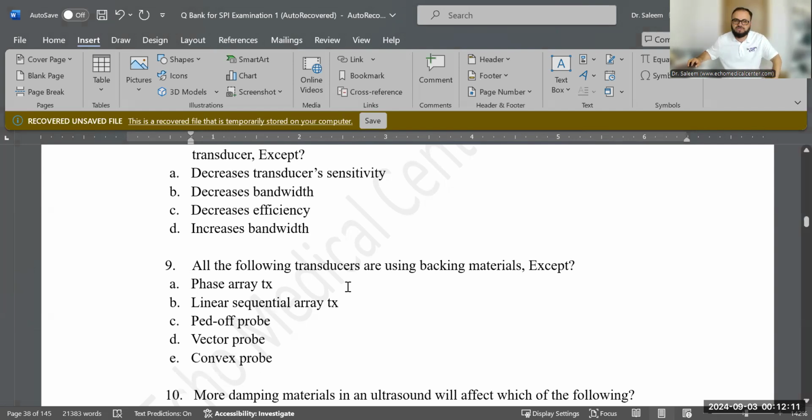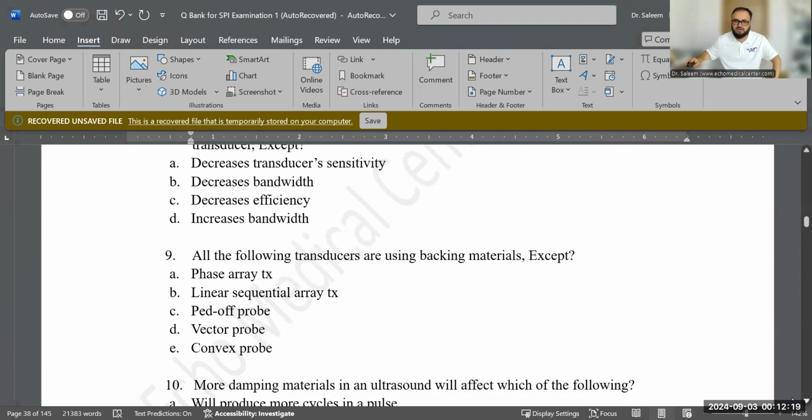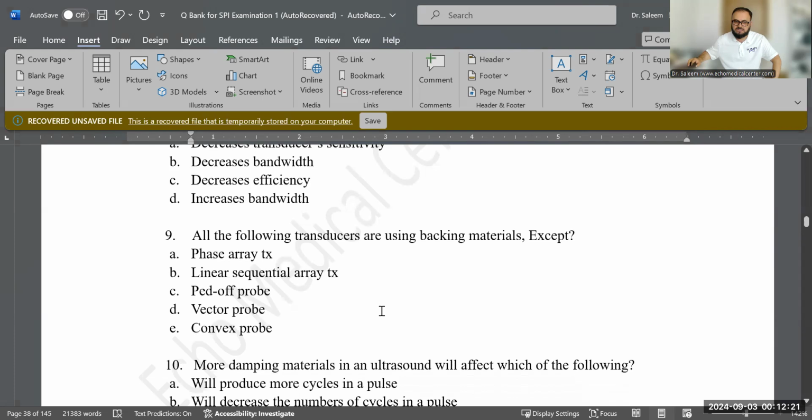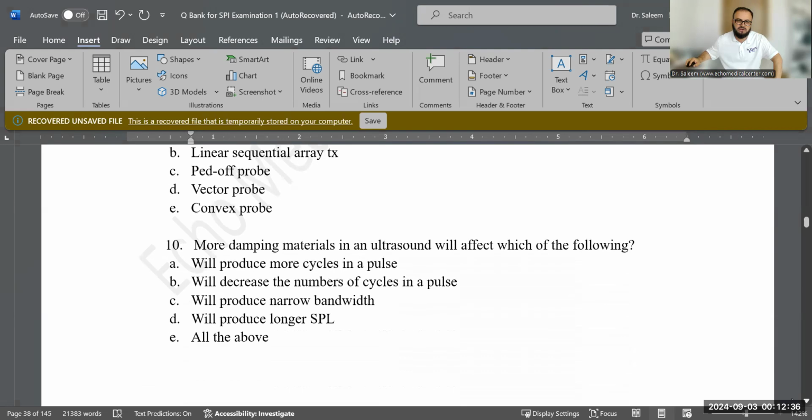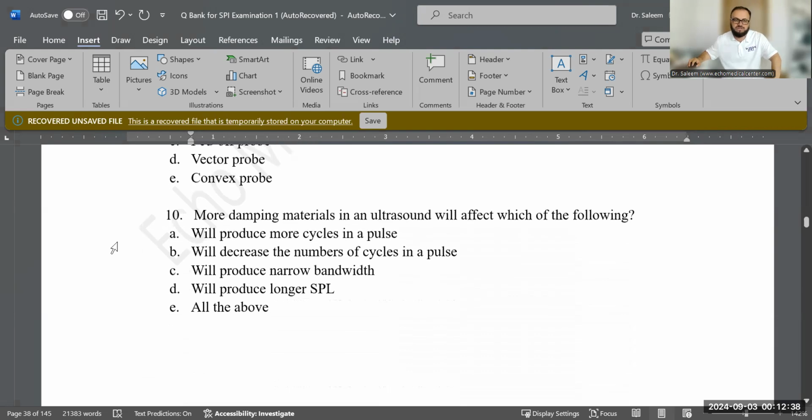Is it phase array transducer? Is it linear sequential array transducer? Is it PDF probe? Is it a vector probe? Is it convex probe? What do you think? Which one is the correct answer? Think about it. Yes, C is the correct answer. PDF probe is not using the damping material, backing material. It's a blind modality, for the velocity we use. That is a specific probe for continuous wave ultrasound. Absolutely correct.